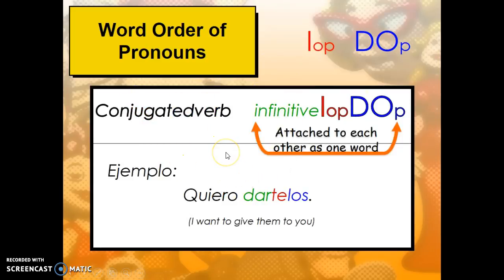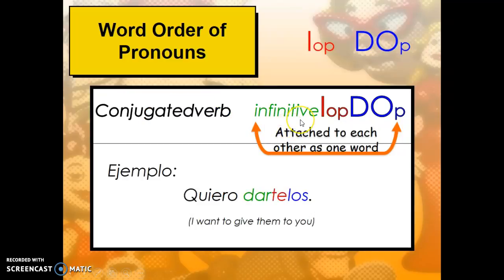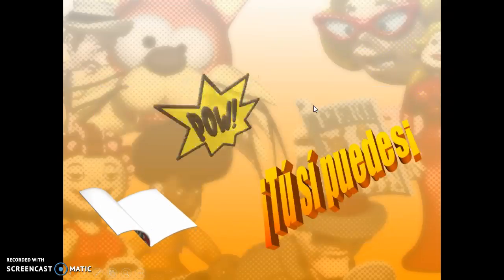Now, here is an example if you wanted to use the verb without conjugating it. If the verb is not conjugated and it stays in the infinitive, it's going to go from being in the back to being in the front. So, for example, quiero dár telos. I want to give them to you. So the verb is going to jump to the front if you're going to leave it in the infinitive form.